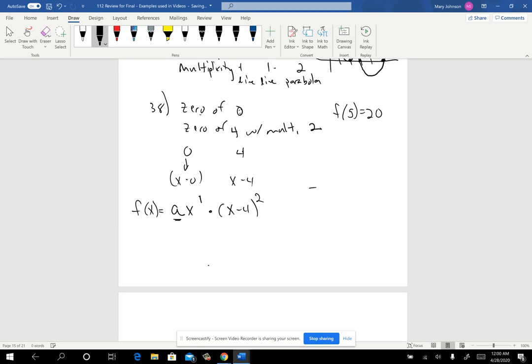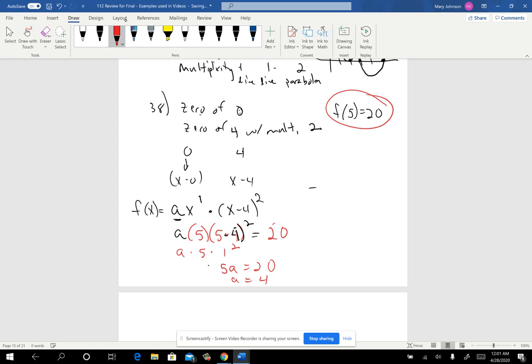But there's a million of them, infinitely many of them, and I need to pinpoint which one makes the polynomial pass through that point. So I'm trying to find the a value. Oops, I want that to be 5 minus 4. I want this black. Okay, so plug in the 5 everywhere there is an x, and you want to know where that winds up being 20. So this is a times 5 times 1 squared, which is just 5a is 20. So a would have to be 4.